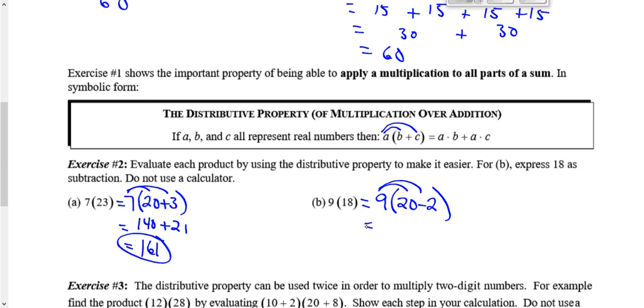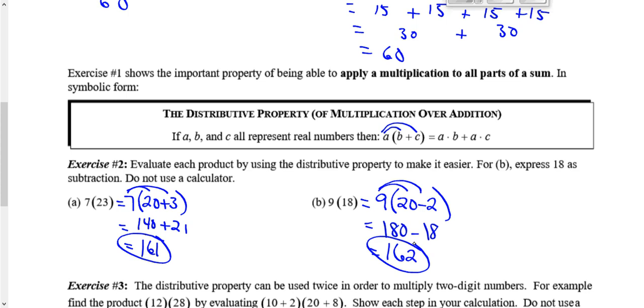Equals what? 180 minus 18, and now you can kind of do that. So in your head, you're like, okay, 180 minus 20. Ooh, but not quite 20, right? What do you got? You mean 162? Yeah. Okay? Again, all your ways would have worked.